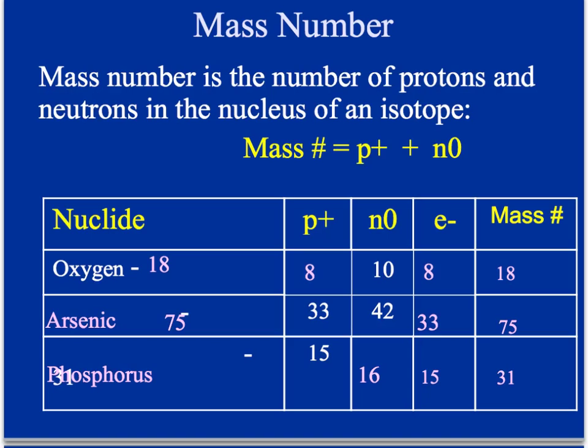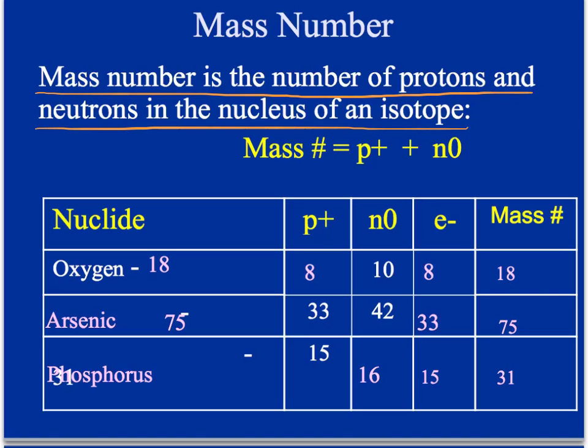Now the next number that I want to discuss is the mass number, and we have also worked a little bit with the mass number, but here's a review. The mass number is the number of protons and neutrons in the nucleus of an isotope or an atom, and we had seen this formula before where the mass number equals the number of protons plus the number of neutrons.